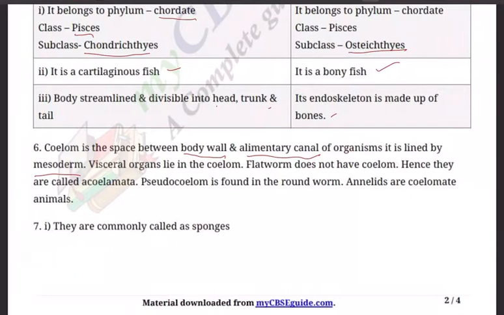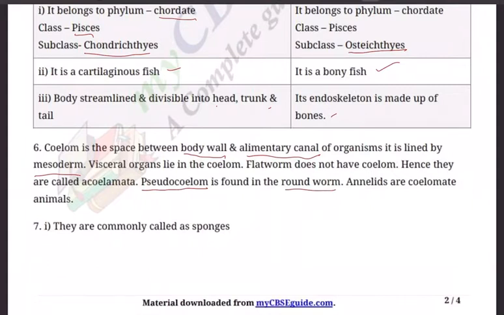Flatworm does not have coelom. If any animal does not have coelom, then we say acoelomate. So we can say flatworm is acoelomate. Then second, pseudocoelomate. That is, it appears as though there is coelom, but in reality there isn't. That is because of the foldings of the mesoderm. So that is called pseudocoelom, false coelom. It is found in roundworms.